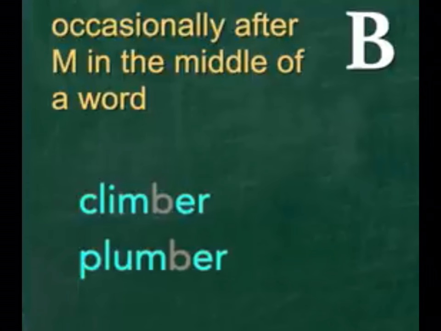Occasionally, the B is silent after M in the middle of a word, like for example, climber or plumber. Here the B is silent. We do not say climber or plumber. No, we say climber and we say plumber. Climber, plumber. No B. The B is silent here.